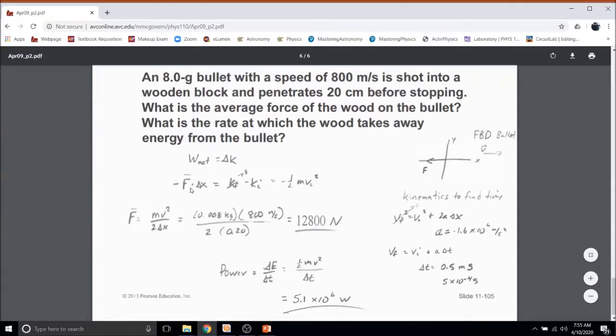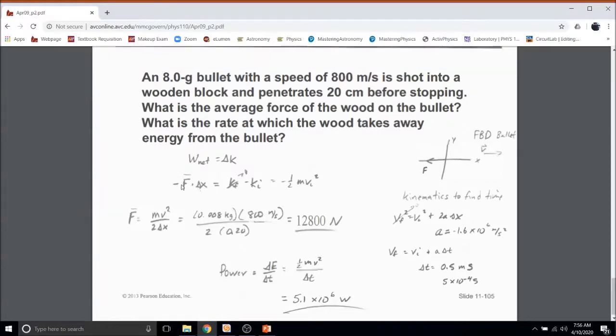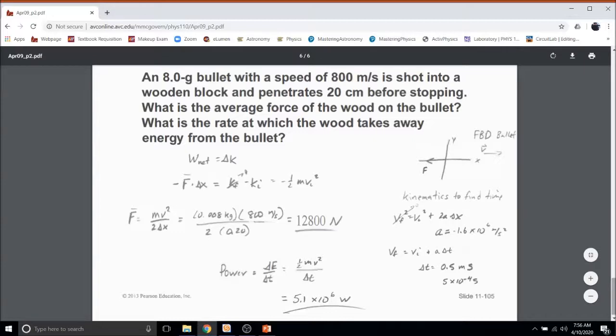The wood is doing negative work because you're reducing the kinetic energy of the system. So it's a negative F delta x. We know our delta x is 20 centimeters. Make sure you put that in meters though, 0.2 meters. That equals delta K. The final kinetic energy is 0, we come to a stop. We have initial kinetic energy, so we have a negative 1/2 m v initial squared. We can solve for the force here. I have that expression down here. We put in all those numbers and we get 12,800 newtons. So that was the average force.